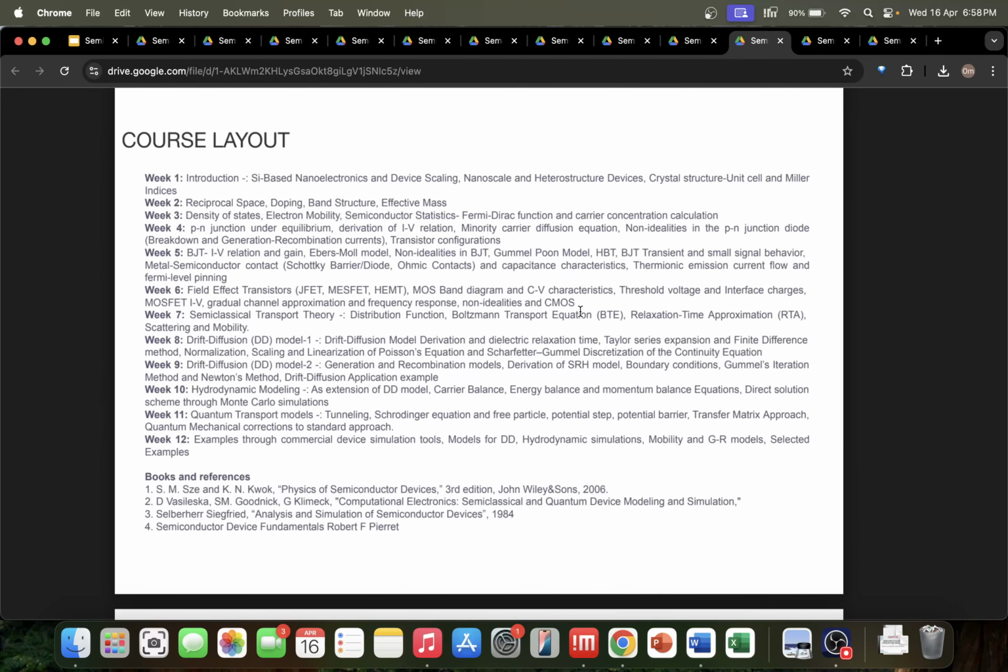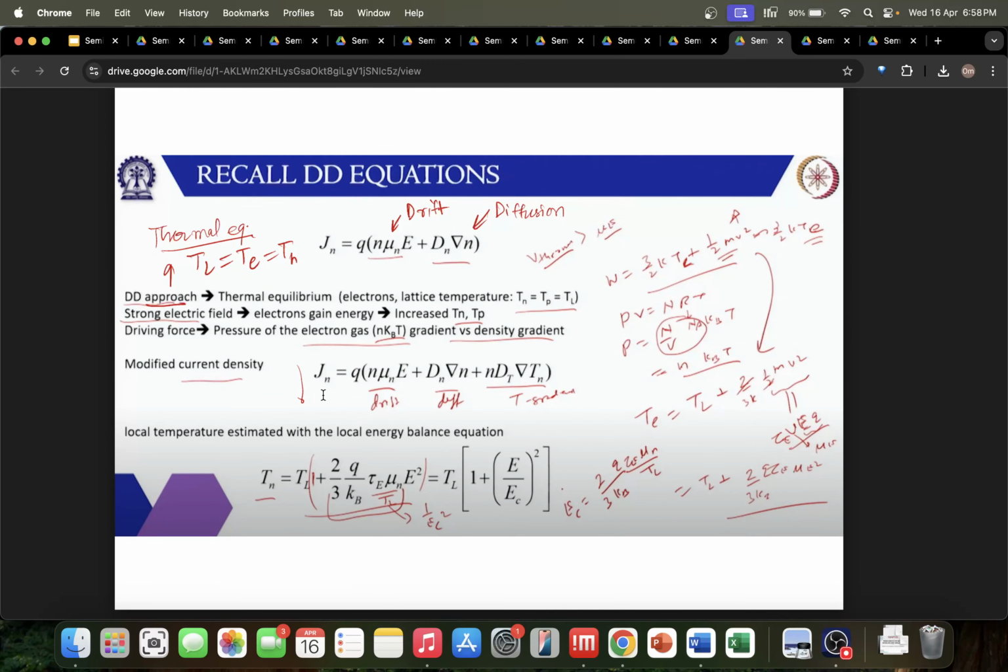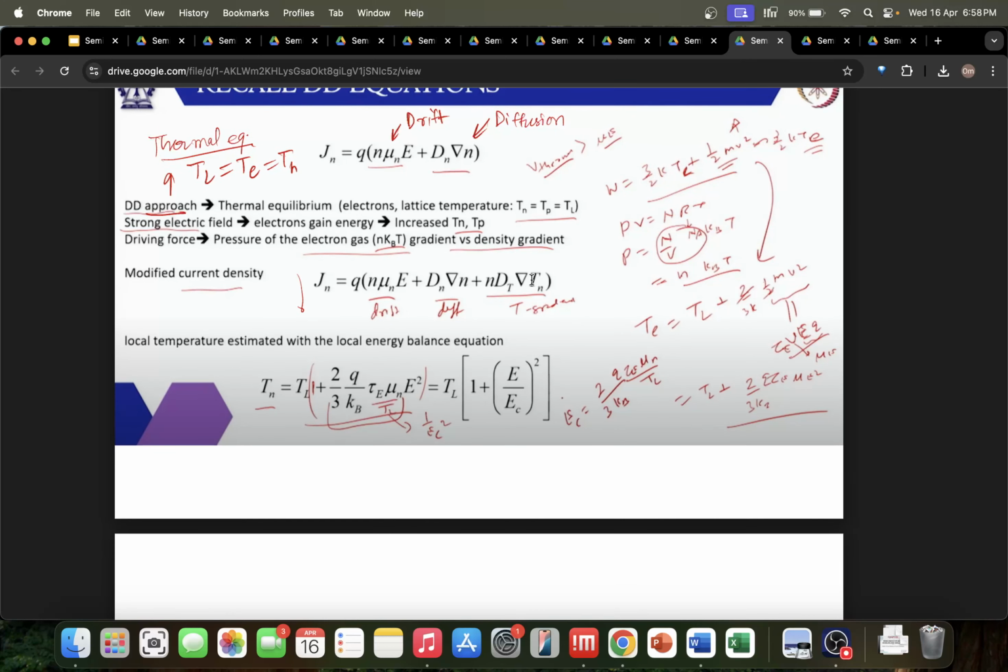In the 10th week, we studied hydrodynamic modeling and what its importance is. We first recalled the drift-diffusion approach, which assumes thermal equilibrium, with no variation in temperature. Electron temperature and hole temperature are equal to lattice temperature. But we have to modify this when there is a temperature gradient. We add a delta T term.